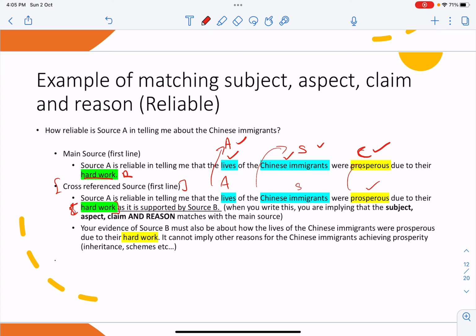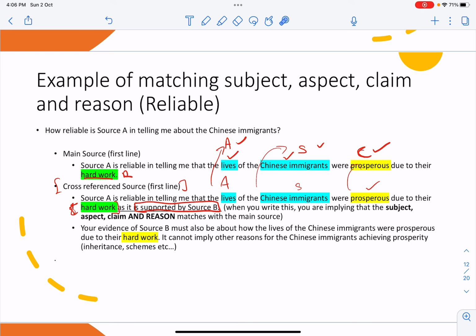Then I write the reason. This is going to be the basis of my paragraph as it is supported by source B. Okay, all I need to do is write reliable again and then write the point again. And because the point is the same, I can therefore say that it is thus supported by source B. But however, when you write this, you are implying, make sure that the subject, aspect, claim, reason all matches with the main source. That source B also tells me the same thing, that subject, Chinese immigrants, aspect, lives, they were prosperous, and the reason for prosperous is in the hard work.